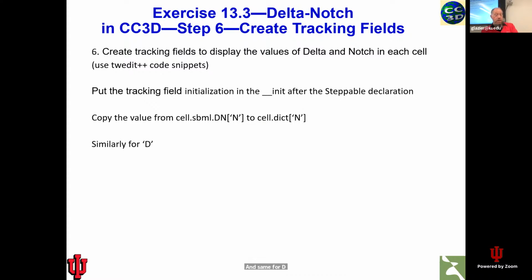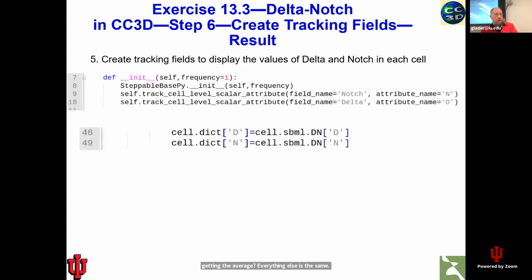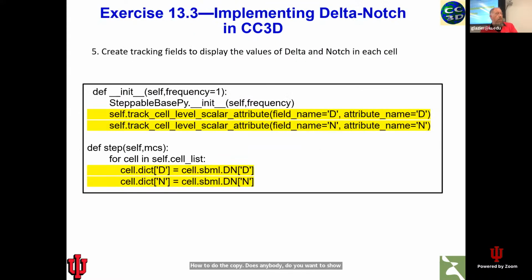So again, the only thing that's new from exercise 13.2 is this issue of iterating over the neighbors and getting the average. Everything else is the same. So here's a reminder of how to create the tracking fields and how to do the copy. So that's the result there.